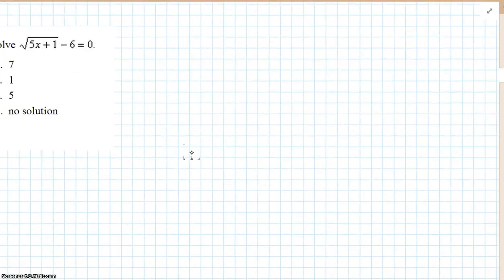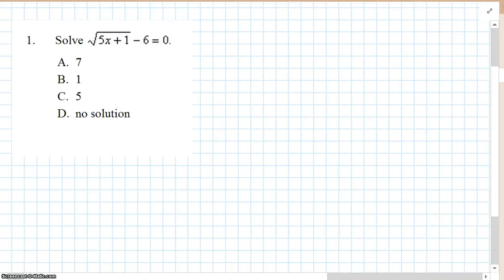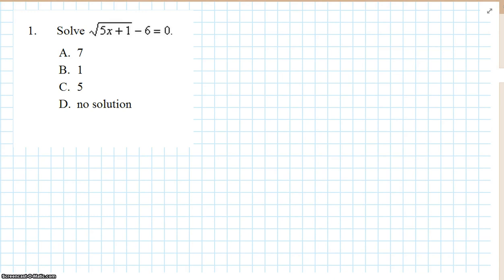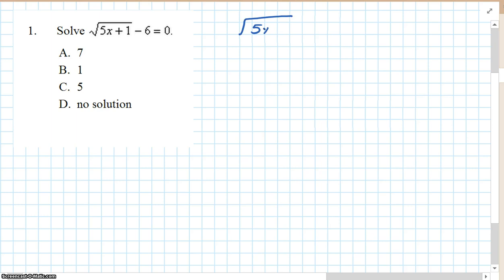All right, next example. Square root of 5x plus 1 minus 6 equals 0. So step 1, add 6 to each side. So I'm going to get the square root of 5x plus 1 equals 6. Again, all I did was add 6 to each side. Now I'm going to square each side. It's going to take away the radical.